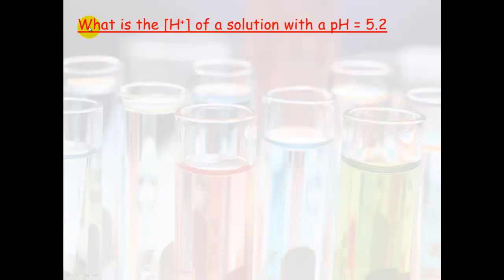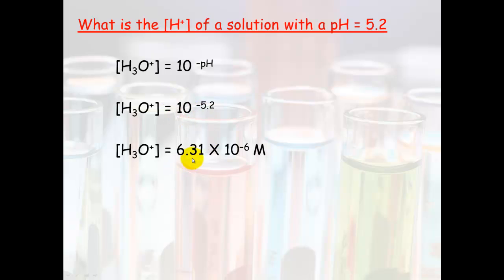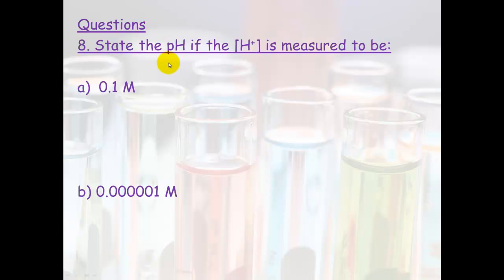The other way that the question can ask is what is the hydrogen concentration of a solution with a pH of 5.2. So then we use the other formula where hydronium equals 10 to the negative pH. We pop the pH in there, so we solve for this and we get 6.31 by 10 to the negative 6 molar. So here's two questions for you to have a go at.